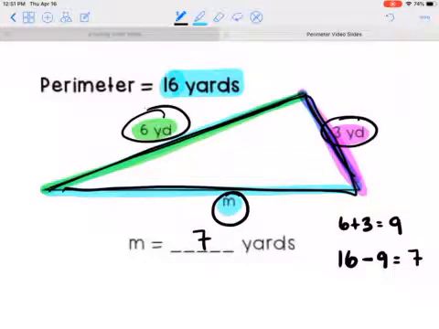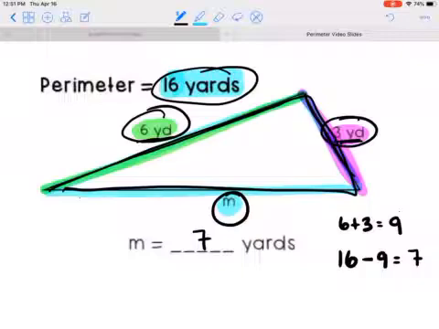We're going to practice some more, but the big idea is you take the total distance, the total perimeter, and then you add what you know together. It might be two sides, it might be more depending on the shape, but in this case it was the two sides that we knew. So 6 plus 3 is 9 yards. We know that those two sides were 9 yards, and then we subtracted 16 minus 9 to find the missing side length.